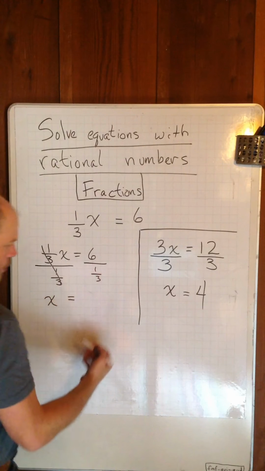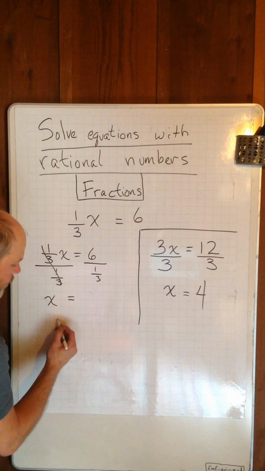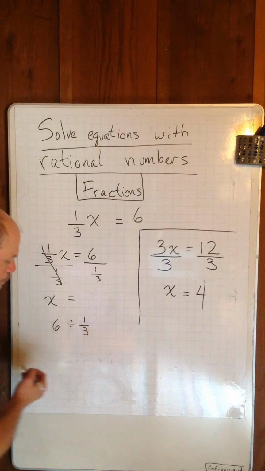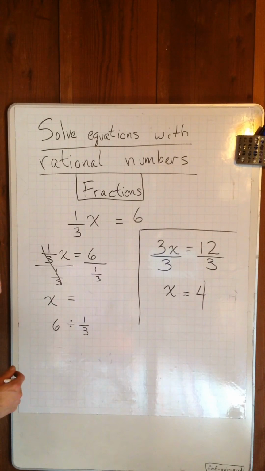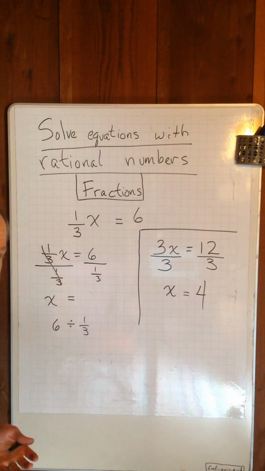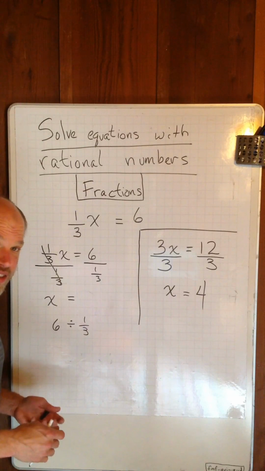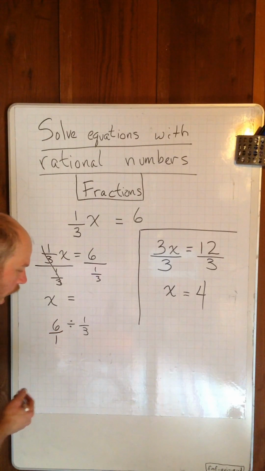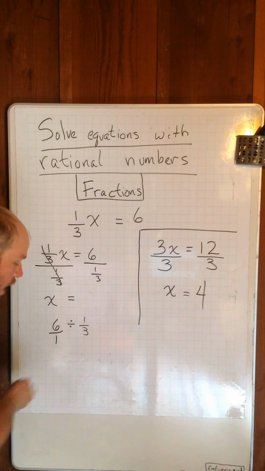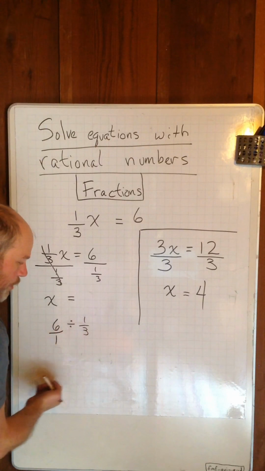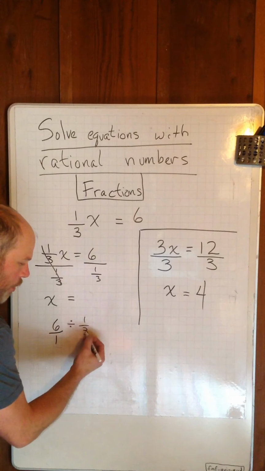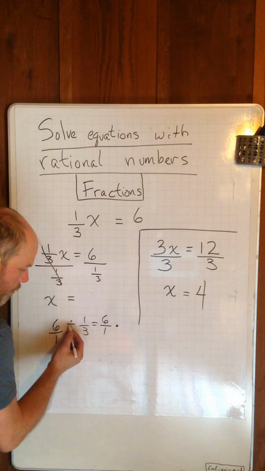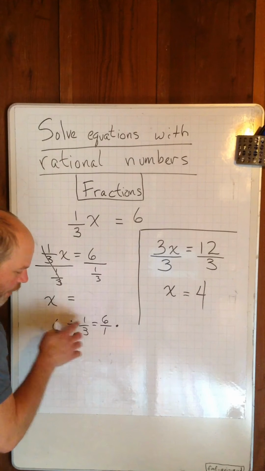What I'm going to do with this thing over here is I'm going to rewrite it. I've got 6 divided by 1/3. Now, what I'm going to realize is that any whole number, in this case the number 6, is actually a fraction. It's 6 over 1. So let's rewrite it that way, 6 over 1, and now I know how to divide fractions. I just rewrite this as a multiplication problem. 6 over 1 divided by 1/3 equals 6 over 1 times, I'm flipping the operator, and then I flip this.